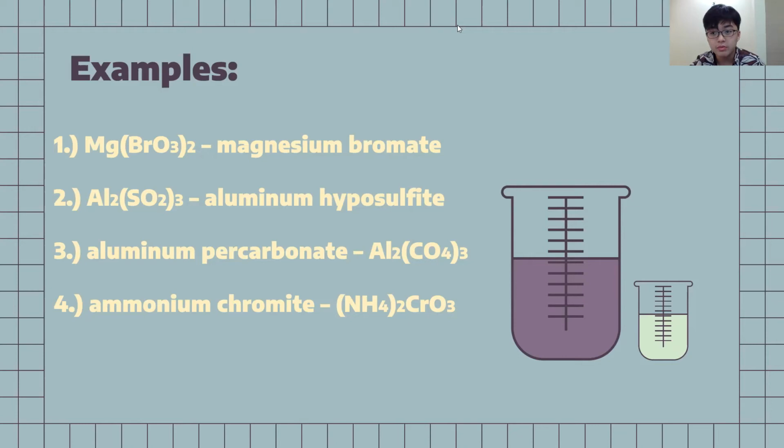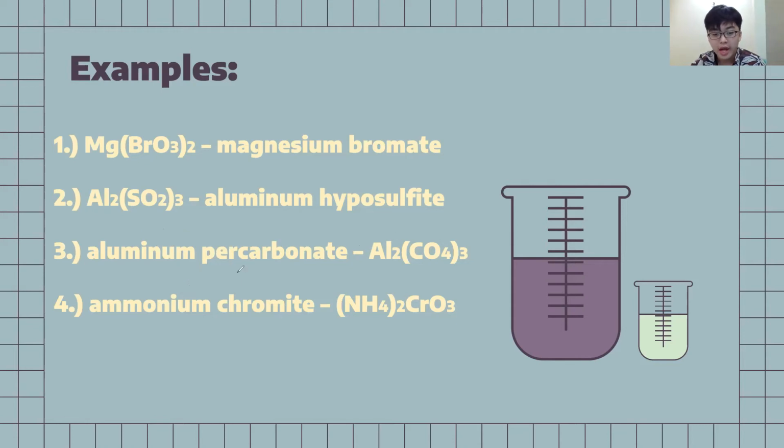Next we have aluminum percarbonate. Aluminum is plus 3, and percarbonate must be negative 2. So we cross multiply. This one must be 2 and this one must be 3, so this one must be Al2. And because it is percarbonate, it is with one more oxygen atom. The original is CO3, so plus 1, we make it CO4. So the answer is Al2 and CO4 multiplied by 3.